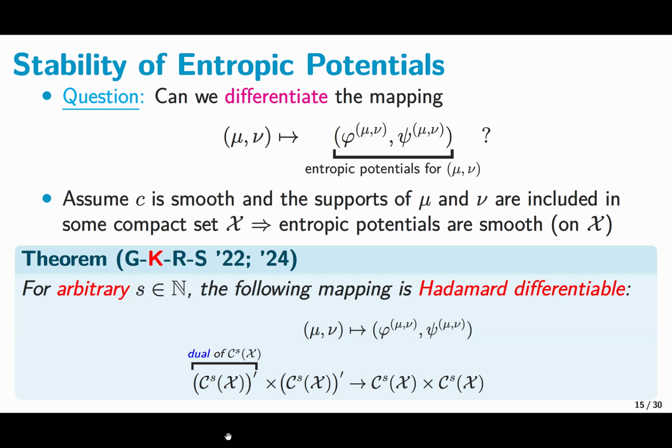I'm not going to explain what Hadamard differentiability is. You can basically consult the book by Jon Wellner and van der Vaart. But anyway, the point is that Hadamard differentiability is strong enough to extend the functional delta method. Okay? It is somewhere between Fréchet differentiability and Gateaux differentiability. Okay, so Hadamard differentiability is weaker than Fréchet differentiability, but stronger than Gateaux differentiability. Okay? Strong enough to extend the functional delta method. And keep in mind that this S is arbitrary, so you can choose S large enough.